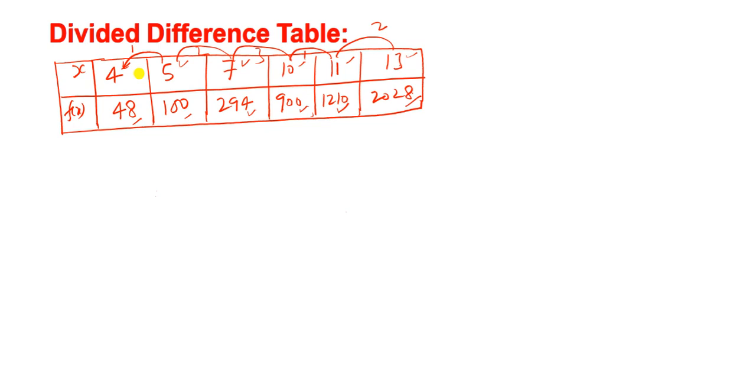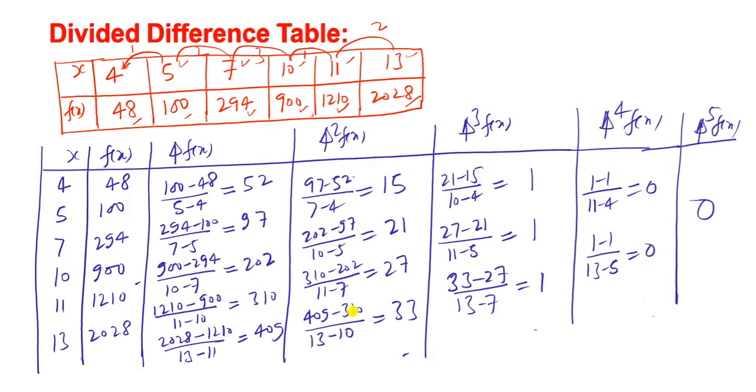The divided difference table: here the x arguments are 4, 5, 7, 10, 11, 13. The functional values are 48, 100, 294, 900, 1210, 2028. Now the first order divided differences: 100 minus 48 divided by 5 minus 4, that is 52. 294 minus 100 divided by 7 minus 5, that is 97. 900 minus 294 divided by 10 minus 7, then 202.